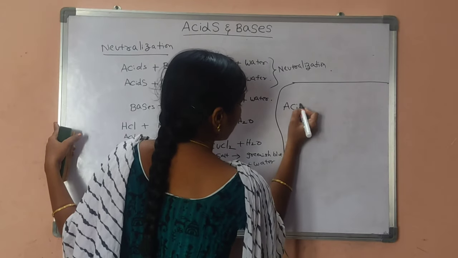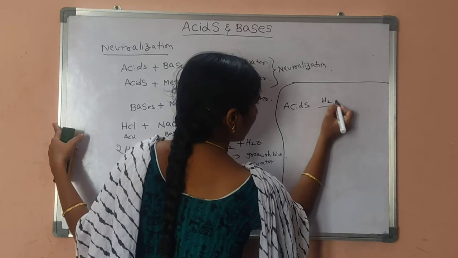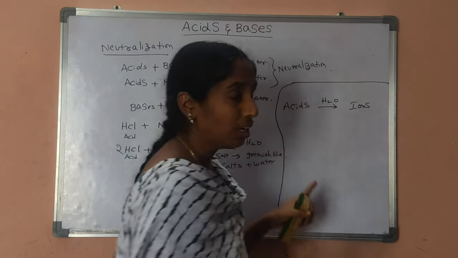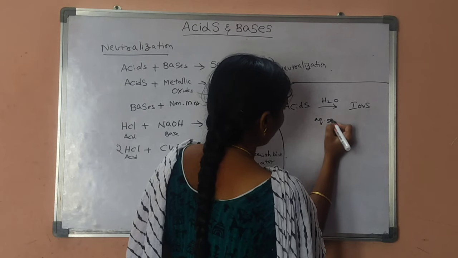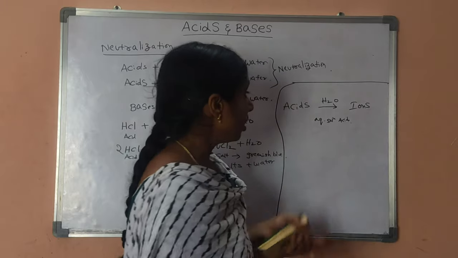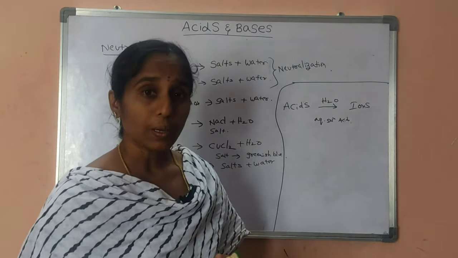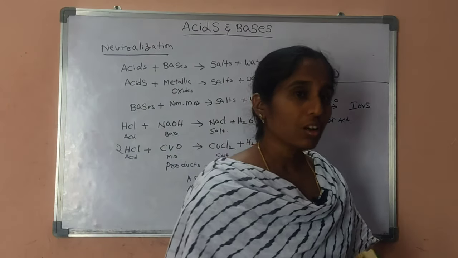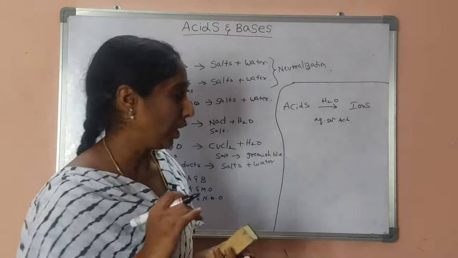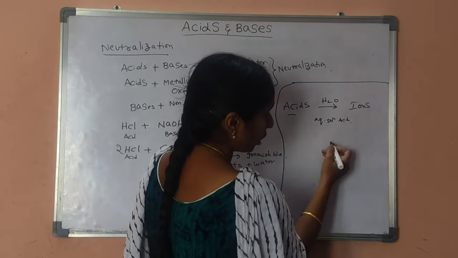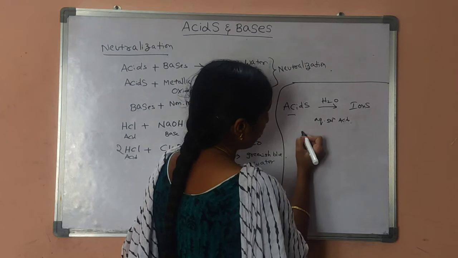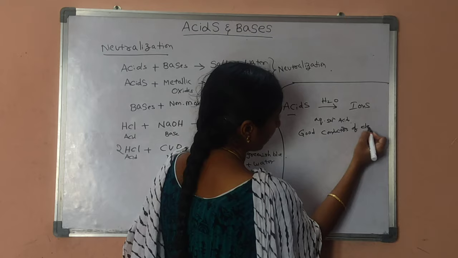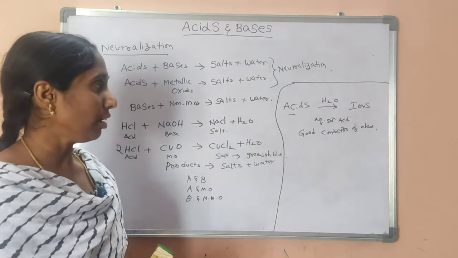Acids dissolve in water. Acids dissolve in water to produce ions. Okay. The aqueous solution of acids is a good conductor of electricity. Why? Because they produce ions. Okay. The compound which produces ions allows electricity to pass through it. So here acids are dissolved in water to produce the ions. So acids are good conductors of electricity. Why? Because they produce the ions dissolved in water.